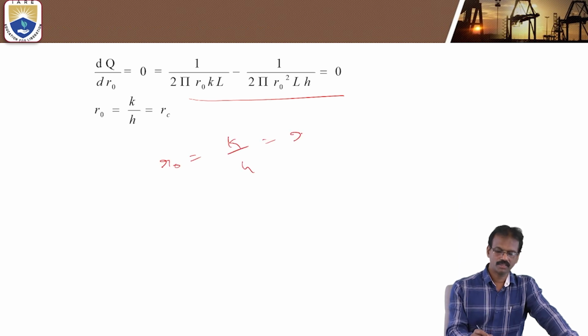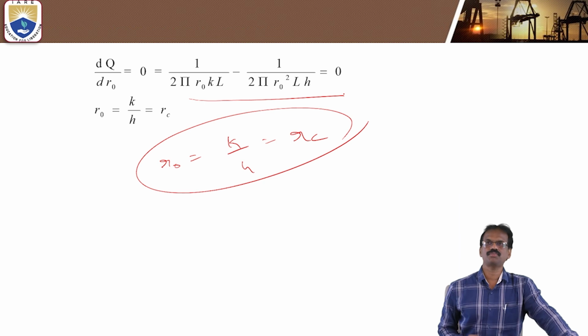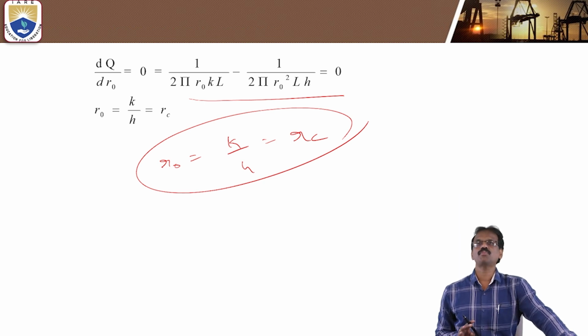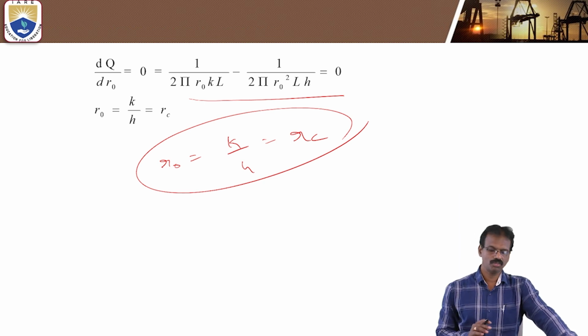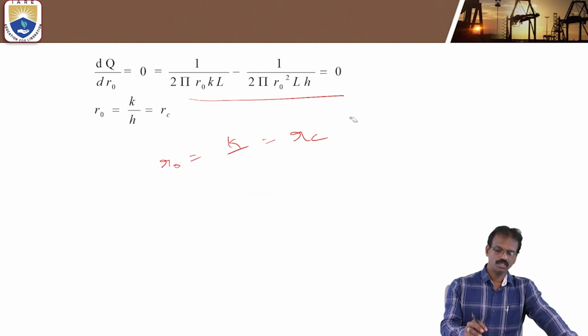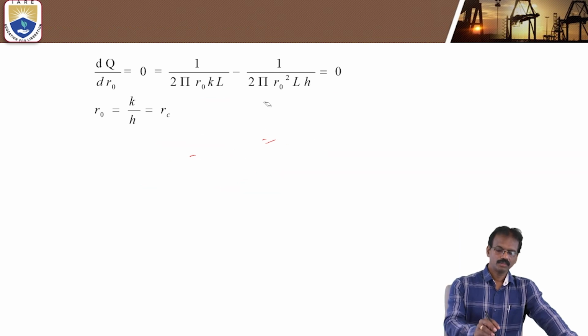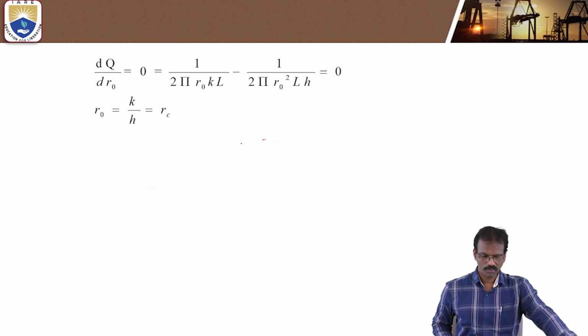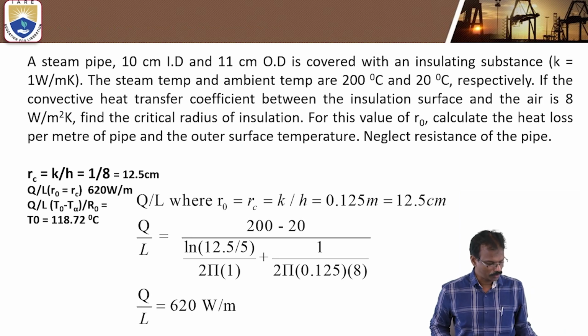So this R naught is nothing but RC, the critical radius of insulation. The final formula for the critical radius of insulation is equal to thermal conductivity divided by H, the heat transfer coefficient. So this is the formula. Based upon the formula, you can solve the different numericals.